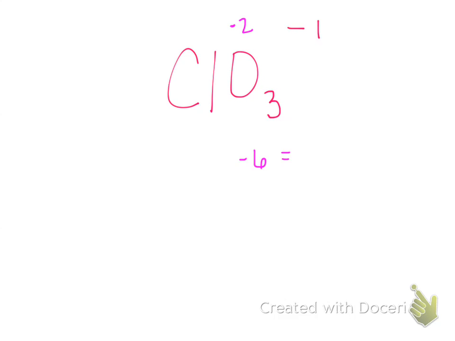I don't want it to add up to 0 this time because I have a charge on my whole compound. So it's not neutral anymore. It's got a charge. So that means I want the whole thing to add up to -1. So what does that mean my chlorine has to be? +5. I've only got 1 chlorine atom right here, right? No subscript, which means 1 chlorine atom, which means chlorine's oxidation number is +5.